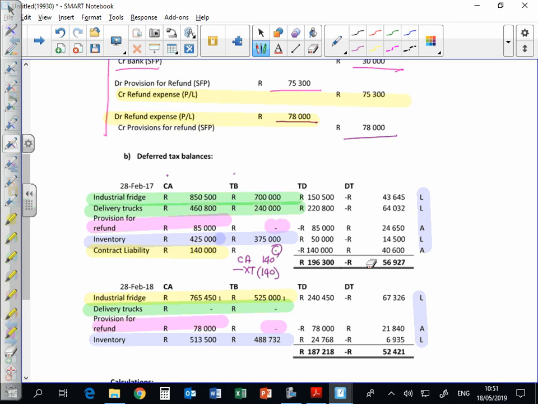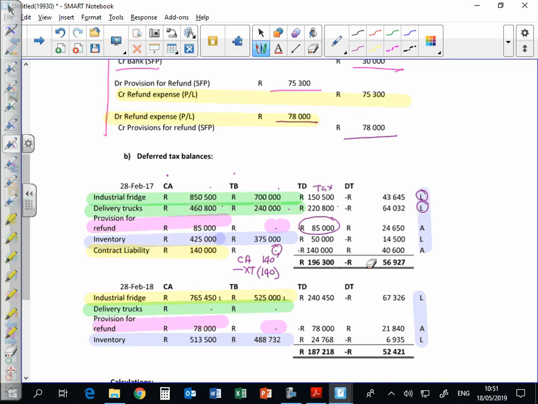In terms of our industrial fridge, do you guys agree that our carrying amount is larger than our tax base, and that will lead us to a taxable temporary difference, which is a liability? Our delivery truck, same thing, carrying amount of our asset is larger than the tax base. Taxable temporary difference, again, it's a liability. Our provision for refund, we have a liability where our carrying amount is larger than our tax base. That means in future, we will get those deductions. You guys are happy with that?